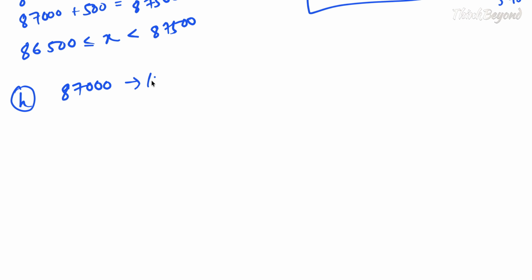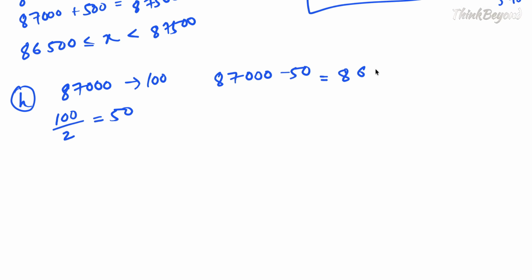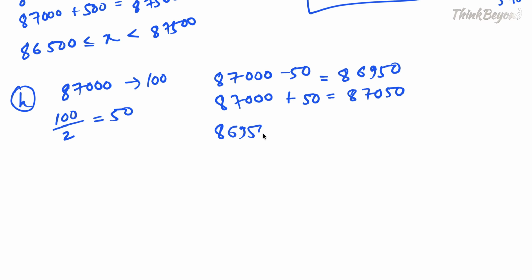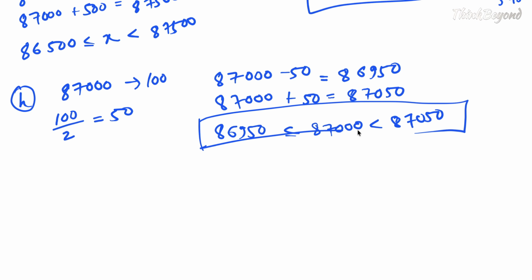87,000 to the nearest 100. Half of 100 is 50. Now do it. 87,000 minus 50 will give you 86,950. Now 87,000 plus 50 will give you 87,050. So the inequality will become 86,950 is less than or equal to 87,000, which is less than 87,050. So this is the inequality for the last question.